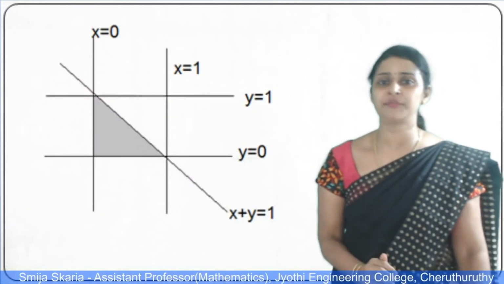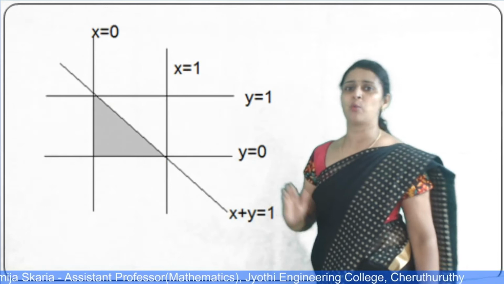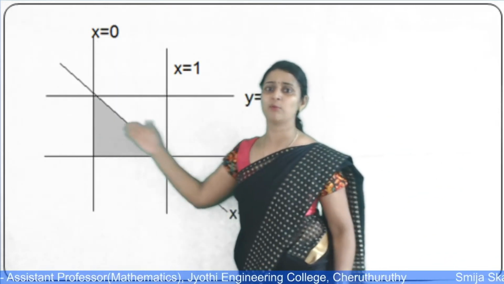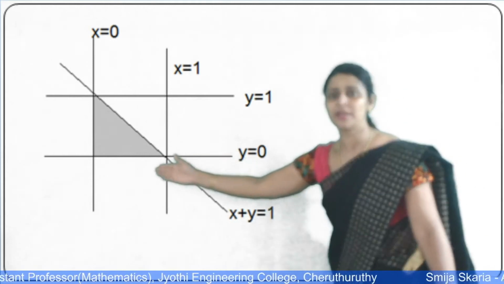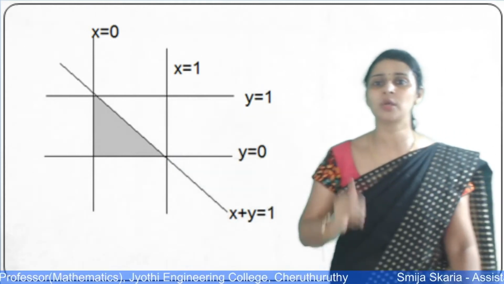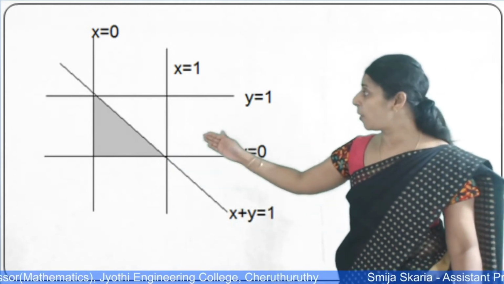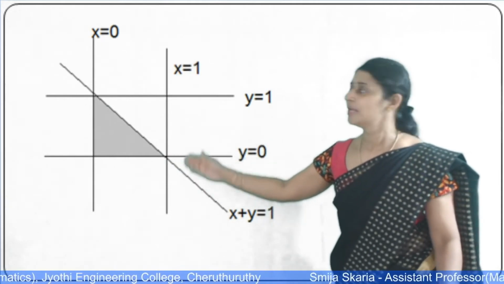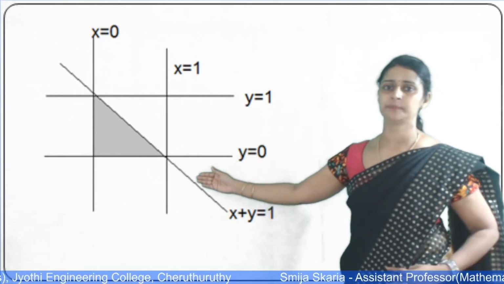So how will you draw that figure? Here x equal to 0. What do you mean by x equal to 0? x equal to 0 is the y-axis itself. And what is y equal to 0? y equal to 0 is the x-axis. Now we have to draw the line x equal to 1. So take the point x equal to 1 on the x-axis and draw a line parallel to the y-axis. This is the line x equal to 1.